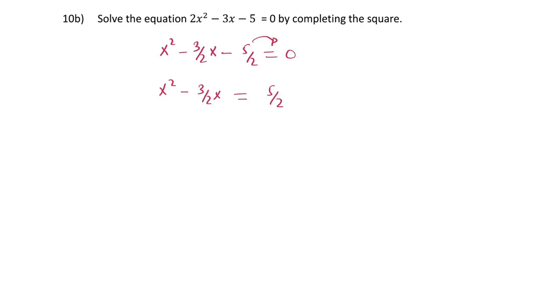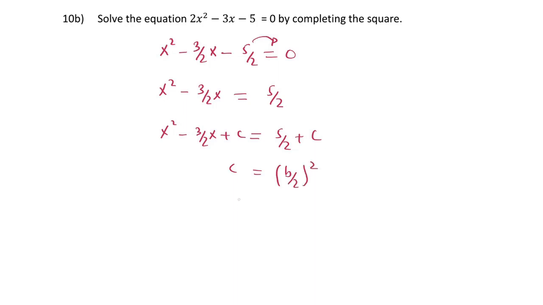Okay, so next we are going to introduce another constant term. Let's say we call it c on both sides, so that we can complete the square on our left hand side. Then our equation is going to be x squared minus 3 over 2x plus c equals 5 over 2 plus c. Then let us find the value of c by using the following formula, which says c equals, in brackets, b over 2 squared.